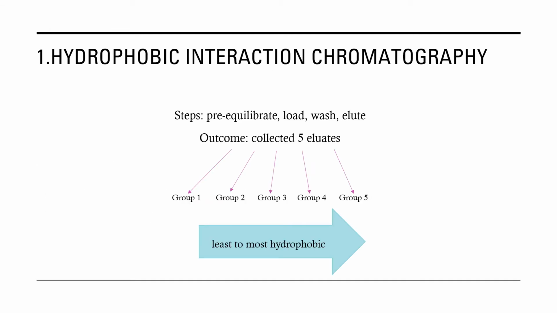The paper began by doing hydrophobic interaction chromatography. The steps include to pre-equilibrate your column, load, wash, and elute. And they collected 5 groups, group 1 being the least hydrophobic, and group 5 being the most hydrophobic.